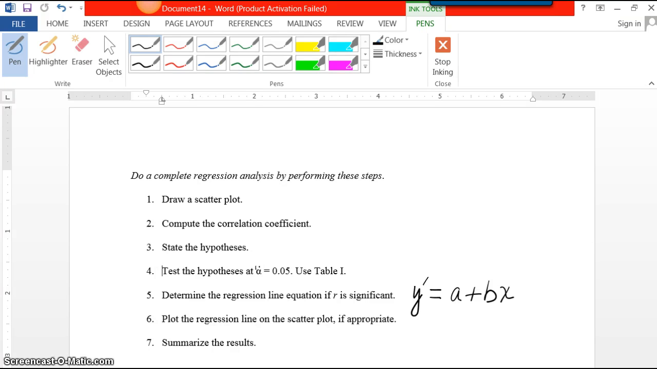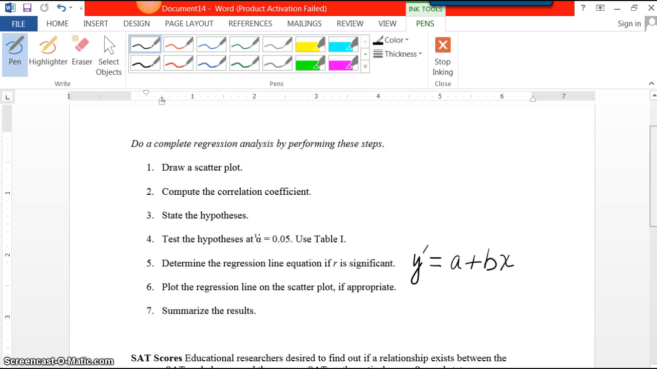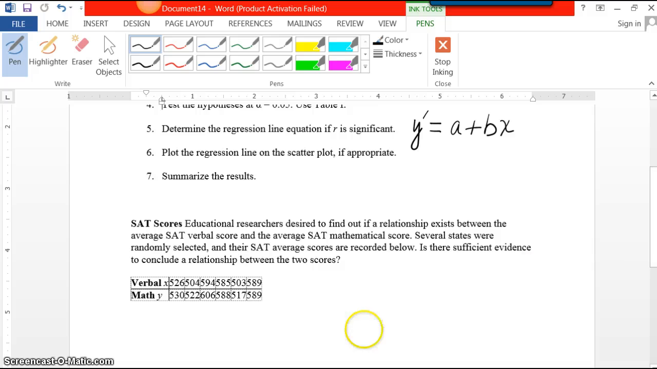We are going to do a complete regression analysis by performing these steps, and I have taken a problem out of your textbook, and this is the problem. It has to do with SAT scores, comparing the verbal SAT score to the mathematical SAT score, and we're trying to see if they are related in a linear way, seeing if there's a linear relationship between these two scores.